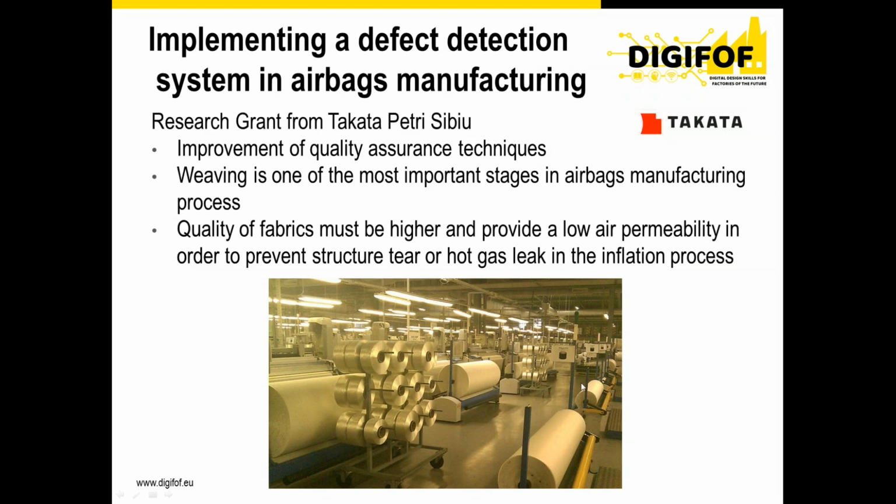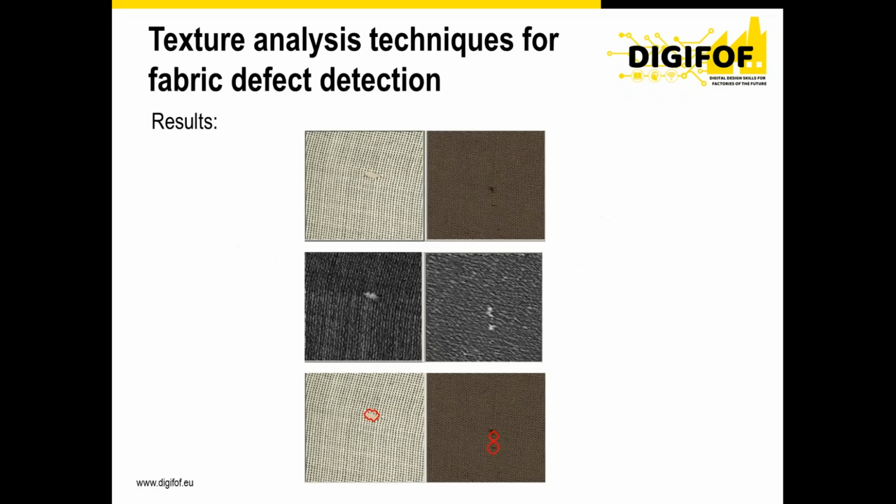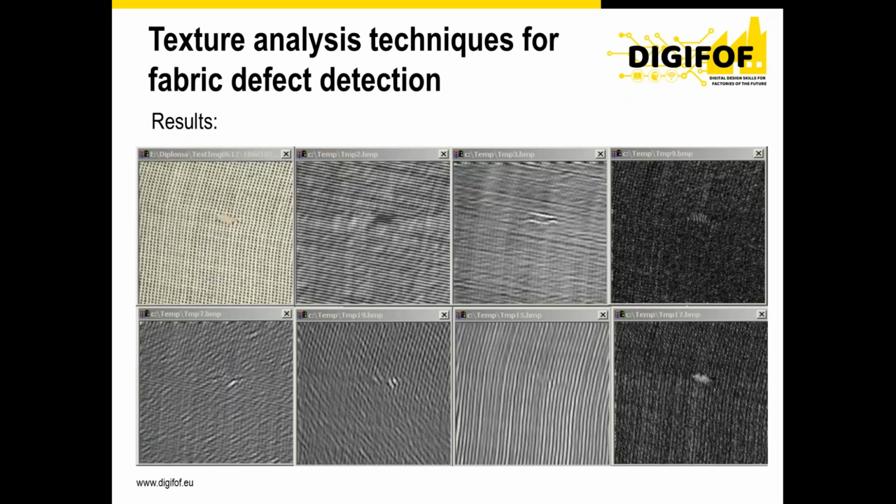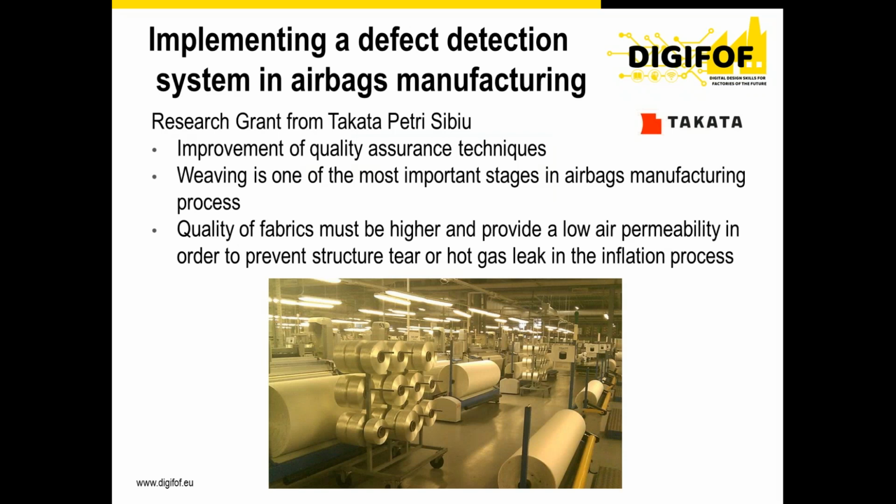The production of this weft must be very well controlled. The stains are not important, but the thick yarns, the breakthrough, the misspeaks are very important, because if there are some inequalities in the weft, the airbag that will be produced is not a quality one. It will not respond to the functionality.